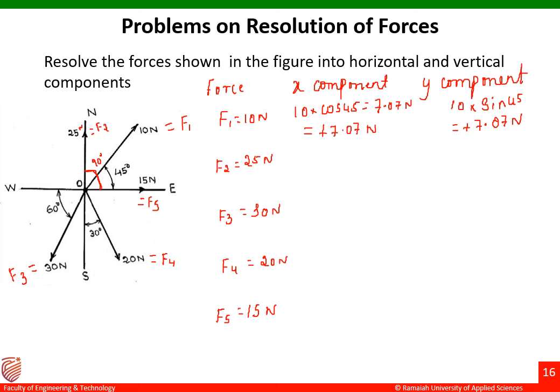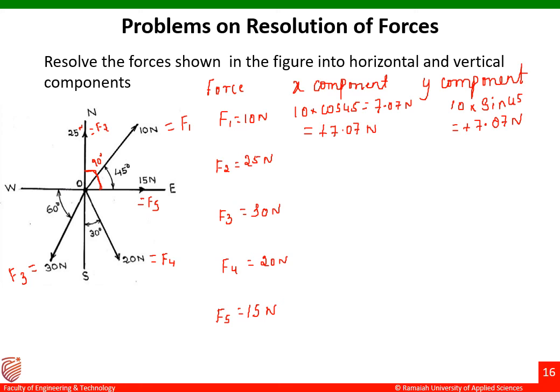7.07 Newton. We can recall the condition here. That is, if the force is making an angle of 45 degrees with respect to the horizontal axis, we can see that the value of Fx will be equal to the value of Fy. The same thing we have observed in this given case. We'll go for the second one, that is F2 equal to 25 Newton.